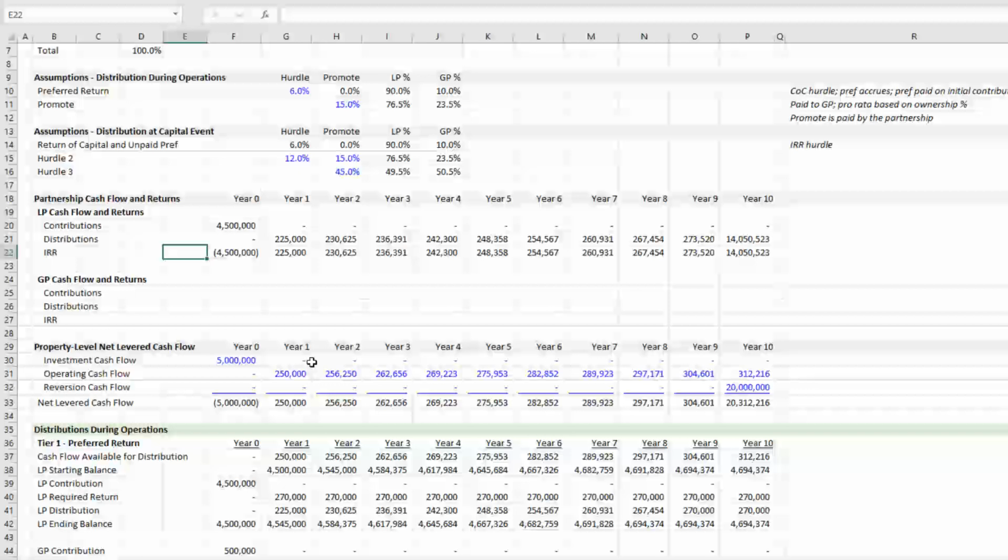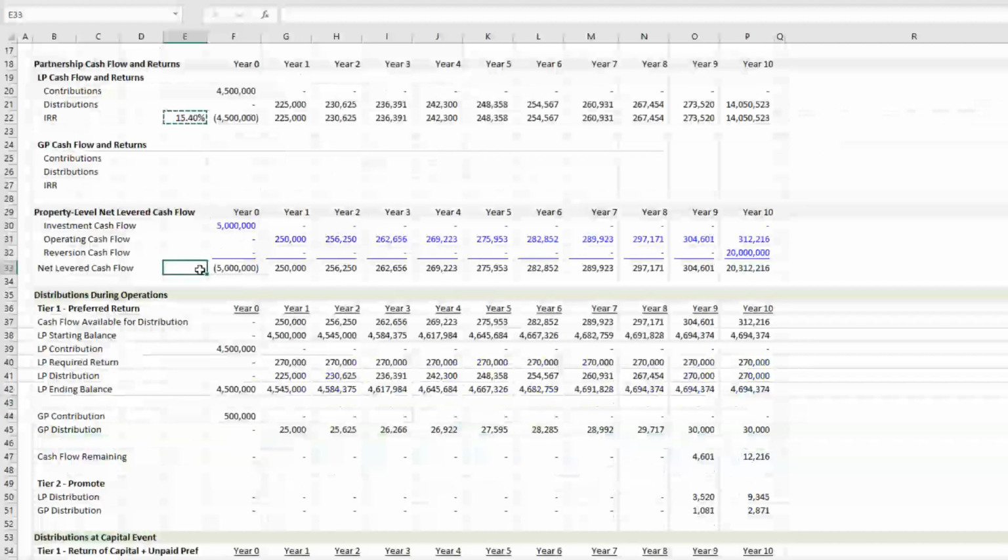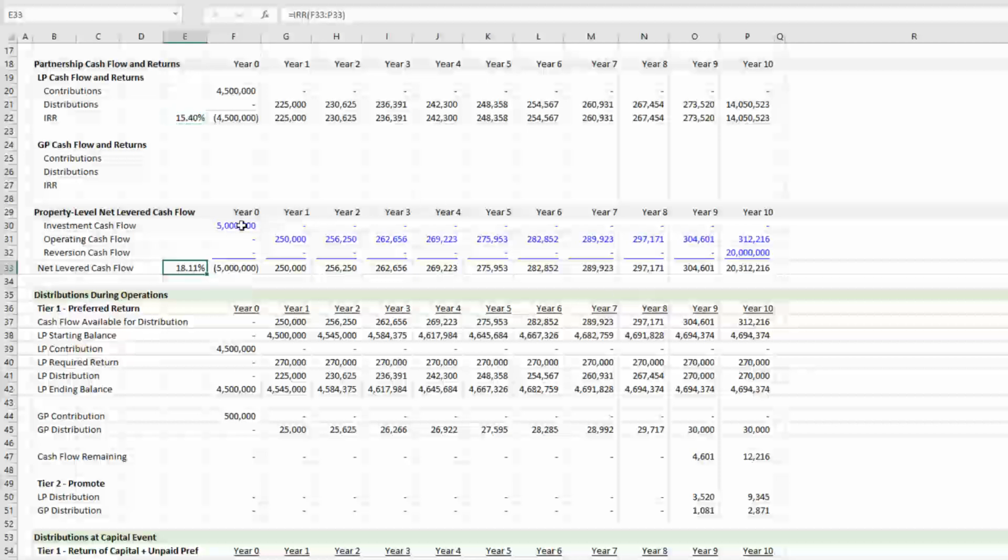And then if we run an IRR here, 15.40%. Let's come and run. I'm going to copy this formula down and run it on this property level line. And what you'll see is because the GP receives a disproportionate share of the distributions, the LP's IRR will always be below the property level IRR, so long as the GP hits any of the promote hurdles. Let's do the GP's cash flow. Contribution equals row 44.